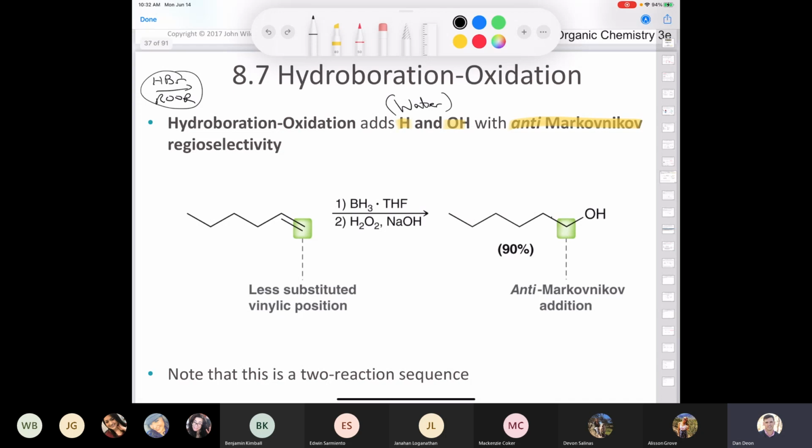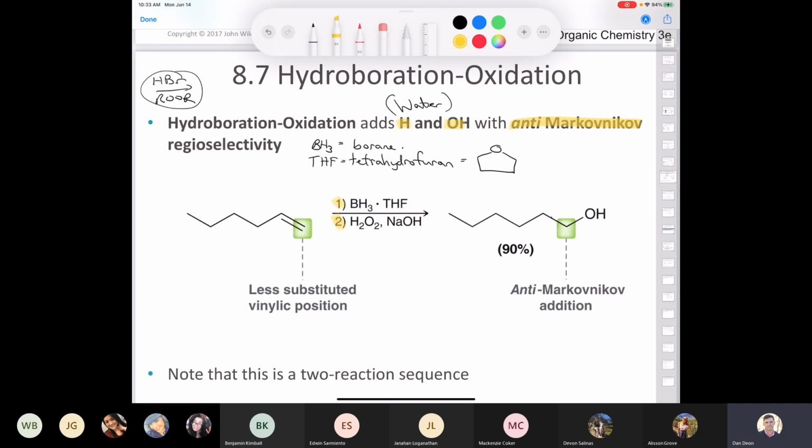And the steps are BH3·THF. So BH3 is borane, and THF is tetrahydrofuran, which is this. It's just the cyclic ether, a 5-membered ring with an oxygen in the ring. Then here we have hydrogen peroxide, and here we have sodium hydroxide in the second step. Notice that this is a 2-reaction sequence, step 1 and step 2. So the first step is borane and THF together, and the next step is hydrogen peroxide and sodium hydroxide.